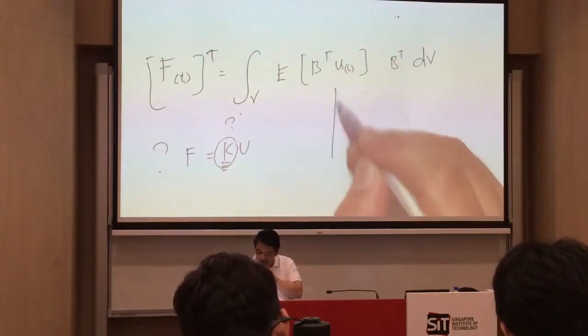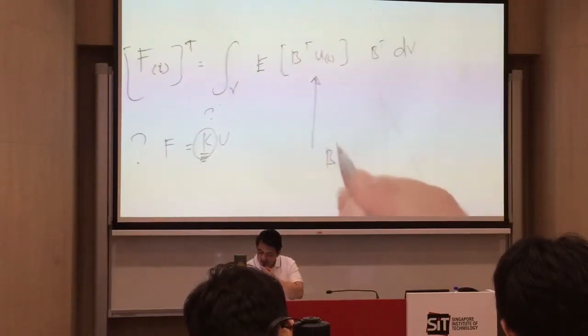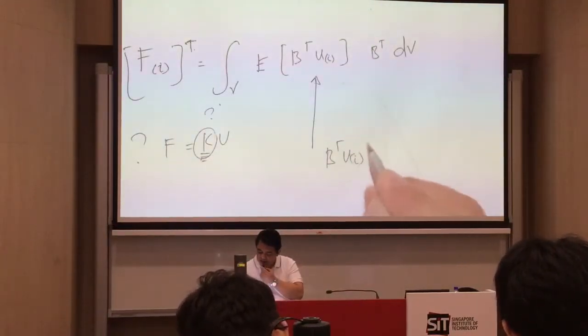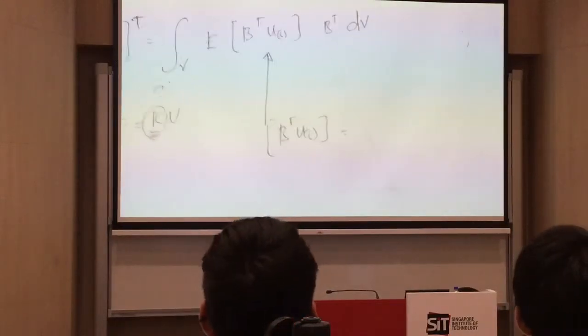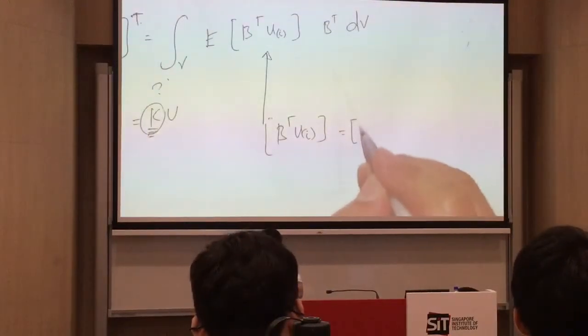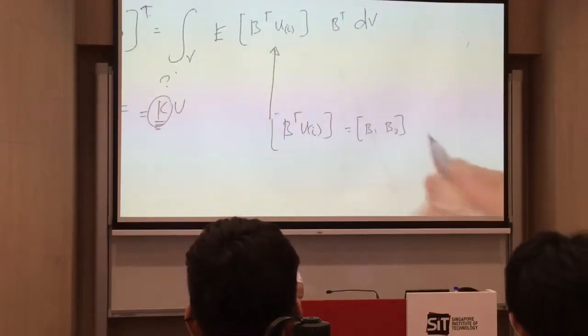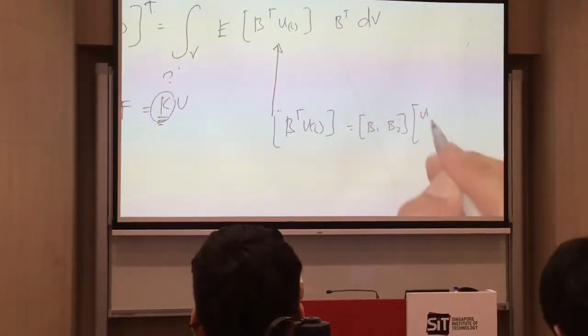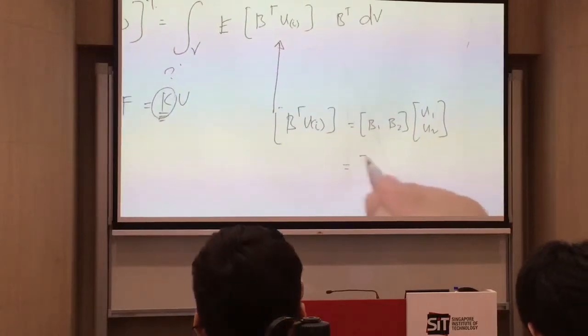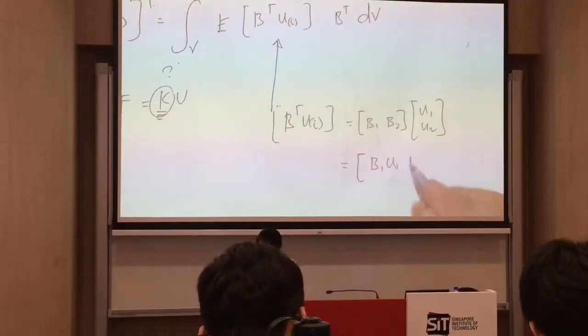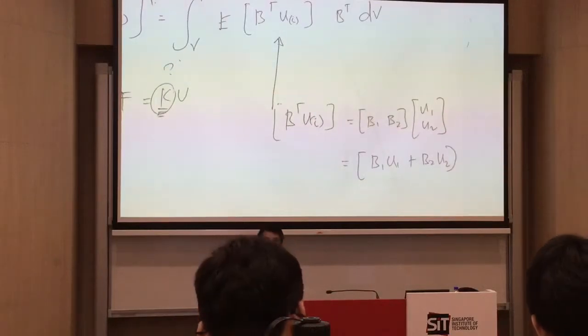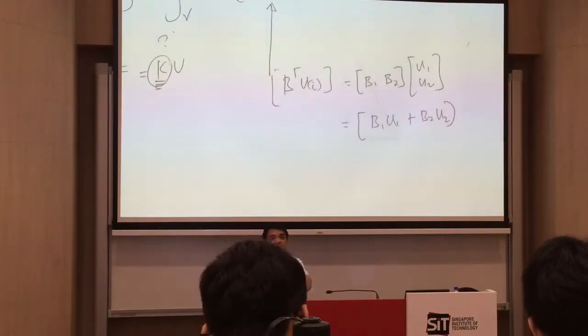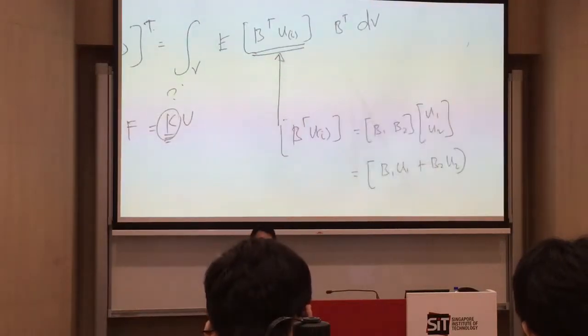Now, have a look at this term here, ui. It is equal to b1, b2 times u1, u2, so that will be b1 u1 plus b2 u2. So it's just a scalar value, yeah? If you inverse a scalar value, or take the transpose, what will happen? Still a scalar value, it's the same value. Scalar.